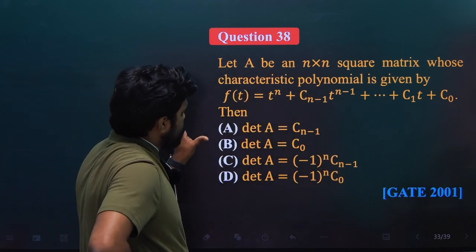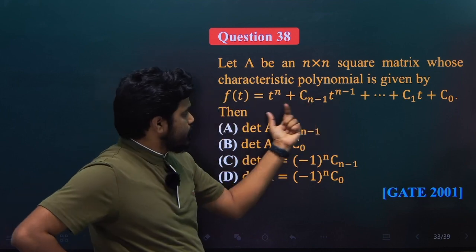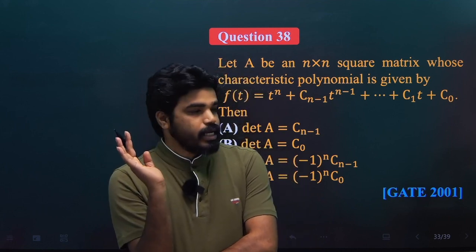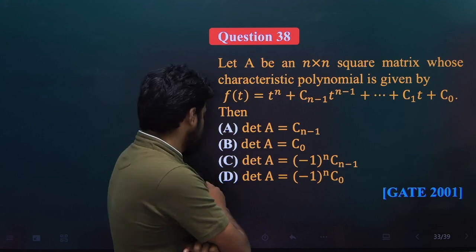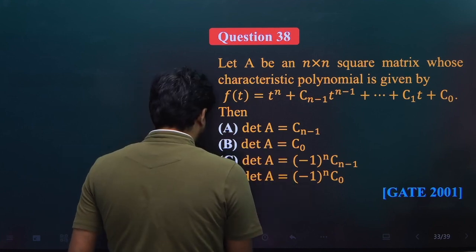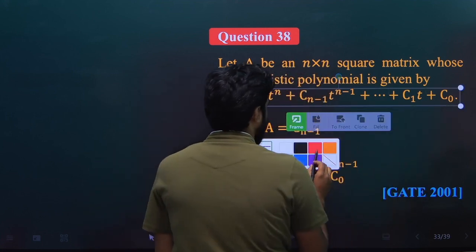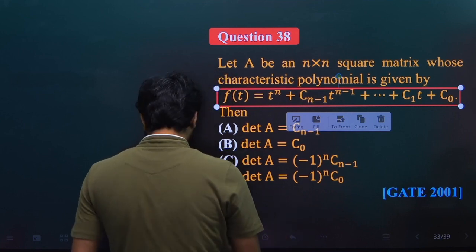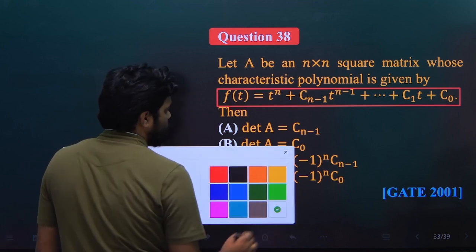What is given, just see, it should be noted that here the polynomial, we usually represent the characteristic polynomial with lambda, but here the characteristic polynomial is represented with t. So what is the characteristic polynomial here? This is the characteristic polynomial. Just note this point.